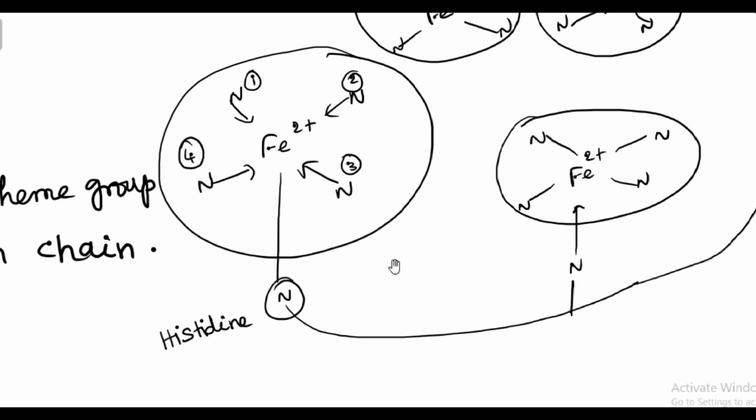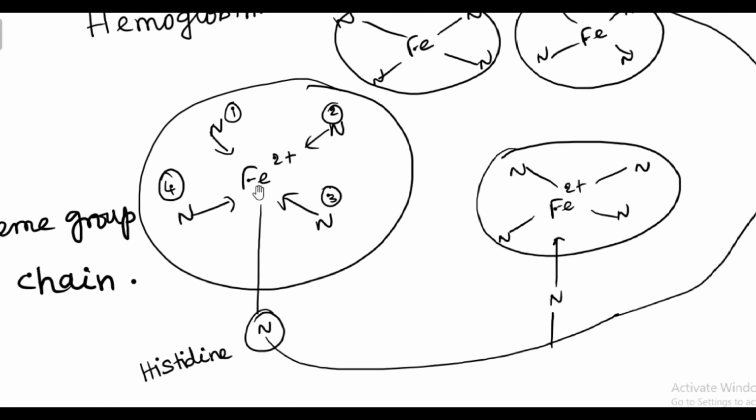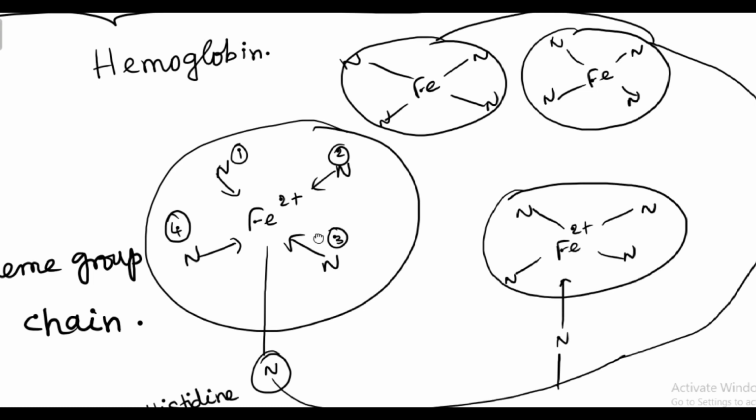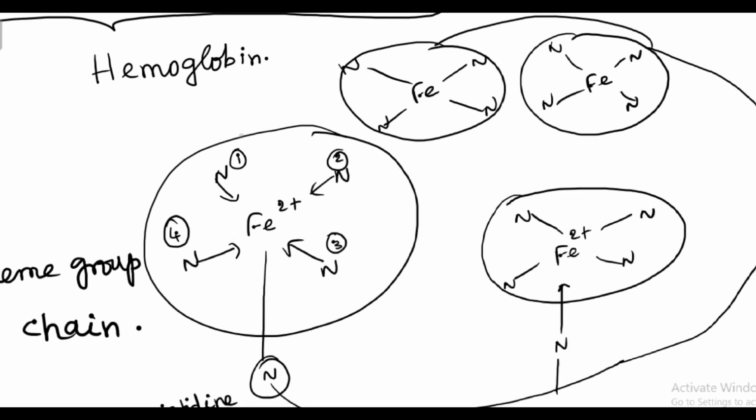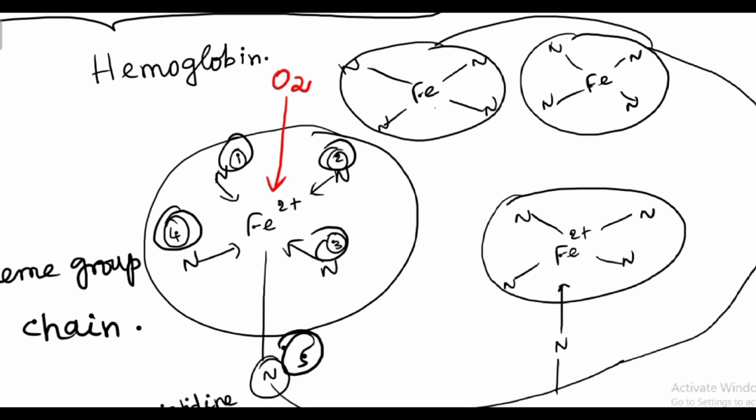So far, in a single heme group, we have just discussed the five coordination sites of the iron central metal atom. What about the sixth position? Since this is an octahedral environment, this histidine amino acid gives the fifth coordination site for the given iron central metal atom. Therefore, what about the sixth position? The sixth position is reserved for the oxygen molecule.